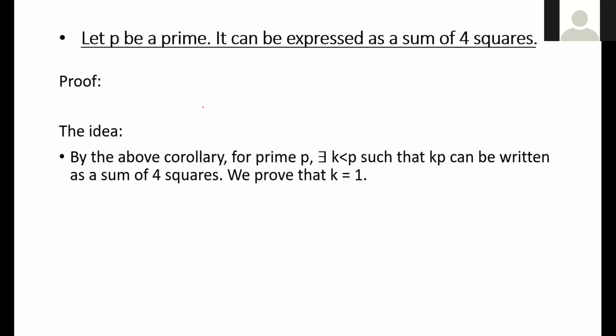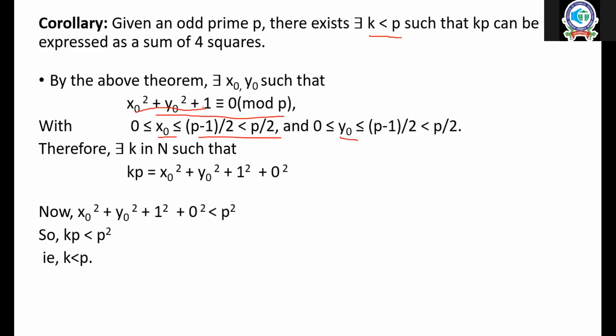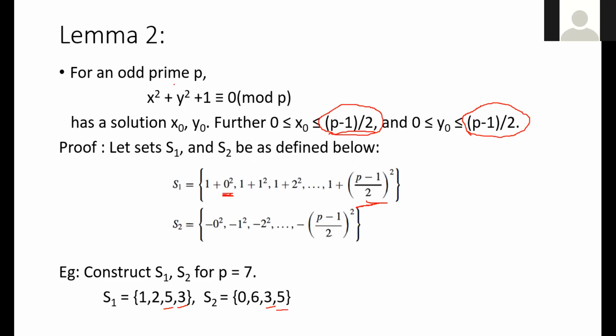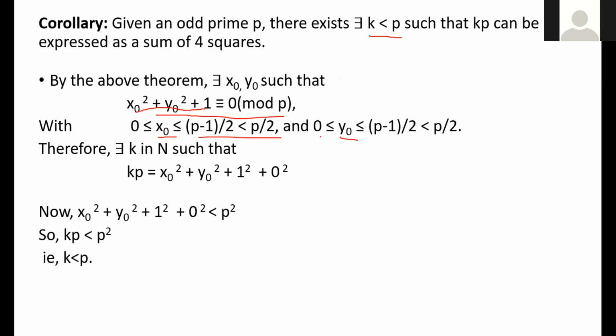So now what we wanted to conclude. The theorem that we had here was, if we have such an equation, then we have a solution x naught, y naught, and we have some bound on the solution. We further proved that if we have an odd prime p, then we can find some k less than p such that kp can be expressed as a sum of 4 squares. We don't know about the prime p itself, but we know that kp can be expressed as a sum of 4 squares. Very good. That is the point.